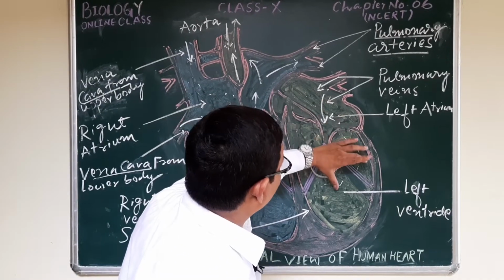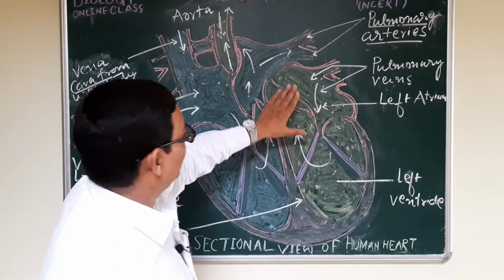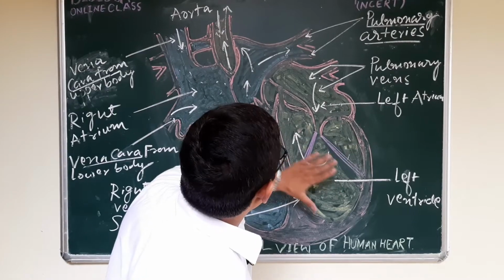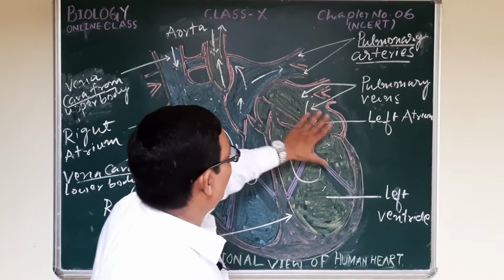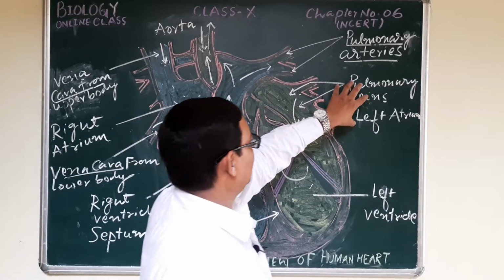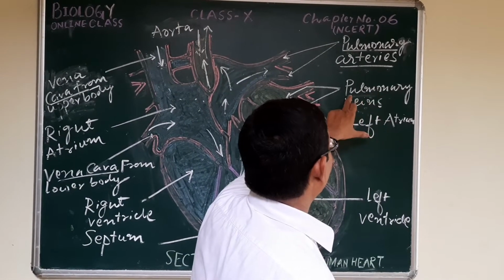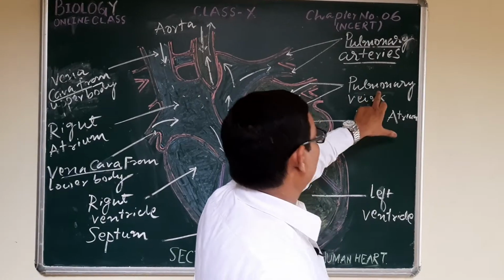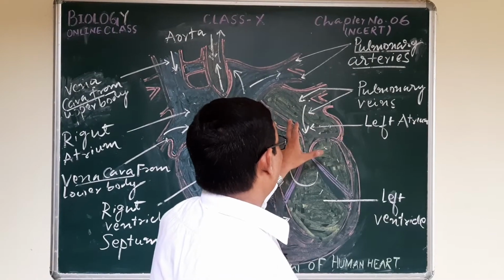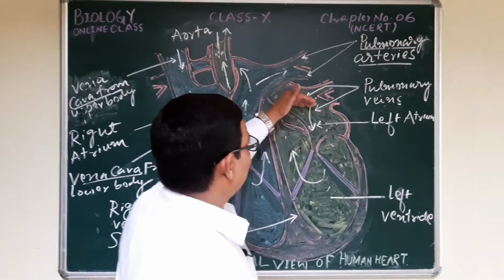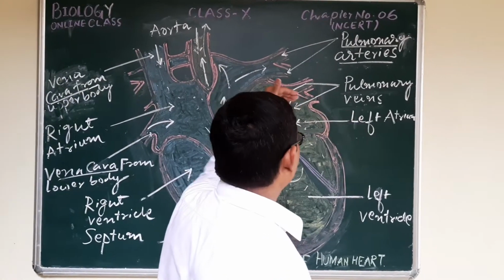This side I have indicated with yellow color. What are the parts showing the yellow color? That part consists of the oxygenated blood. The oxygenated blood, where will it come from? From the lungs it will come. Through which vessels will it come? Through the pulmonary veins it will come. It will come into the upper receiving chamber, that is the left auricle.